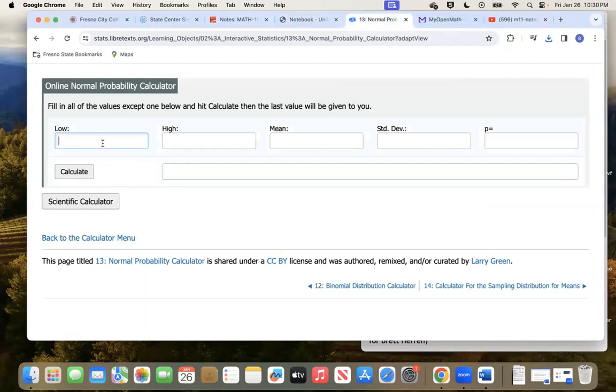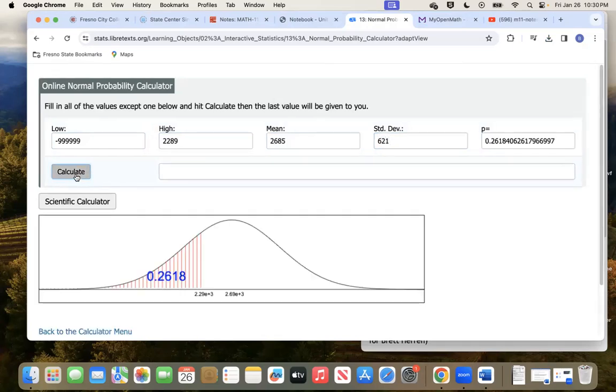Go to the online calculator. So the low is negative 1, 2, 3, 4, 5, 6, 9. So it's like negative infinity. The high is 2289. So we're saying what portion of the people eat between negative infinity and 2289 calories, when we know this is a bell-shaped graph whose middle mean is 2685 and whose standard deviation is 621. Calculate. Well, it tells right there the P is 0.2618, like 26%. Right here, 26% of the people consume 2289 calories or below. That's 26% of the people. So there's the first answer. Okay. Let's go to this next part.